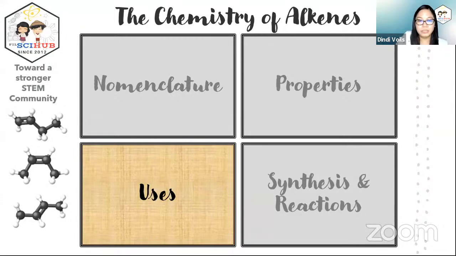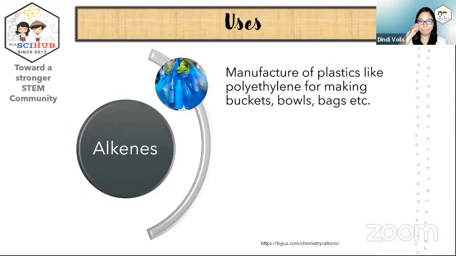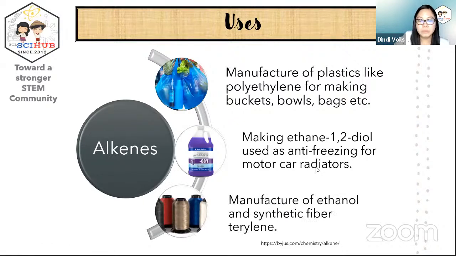All right, so that's it for the properties. And let's go to the uses of alkenes, which I kind of alluded to earlier. So there are many uses of alkenes, and most of them are used as starting materials to manufacture products. So for example, it's used to manufacture plastics like polyethylene for making buckets, bowls, bags, and others. And then it can also be used for making ethane 1,2-diol, which is an anti-freezing agent for motor car radiators. And then it can also be used for the manufacture of ethanol and synthetic fiber.